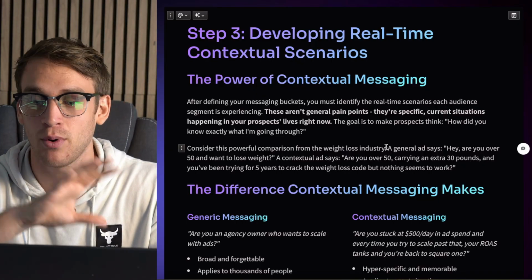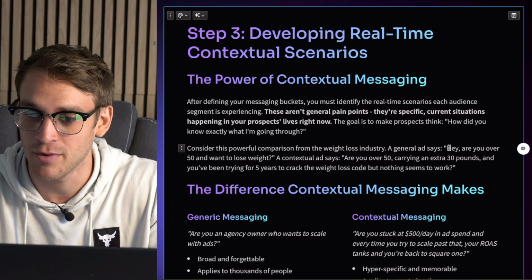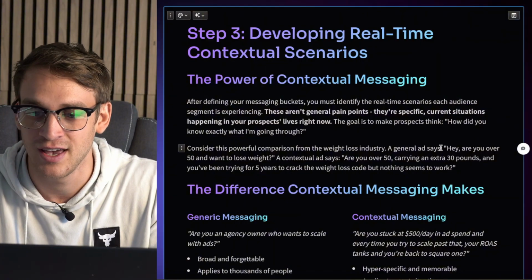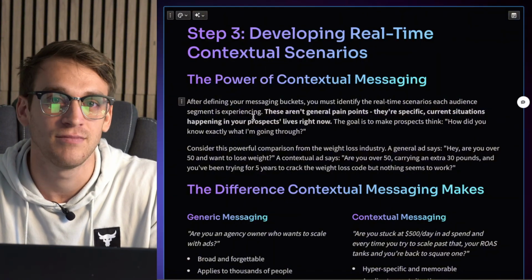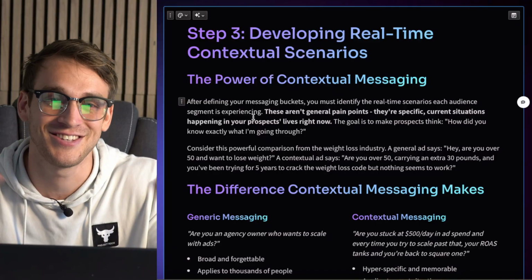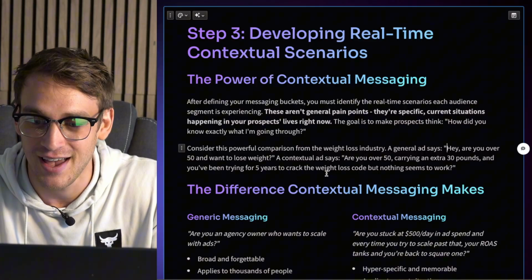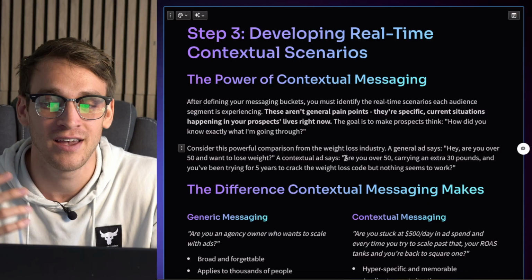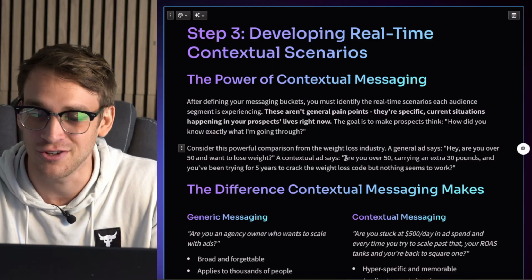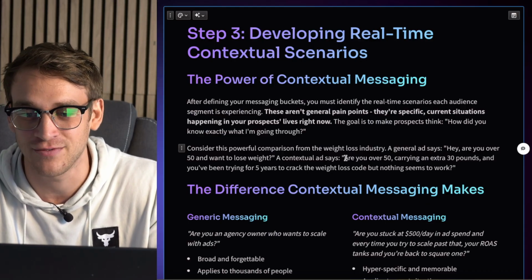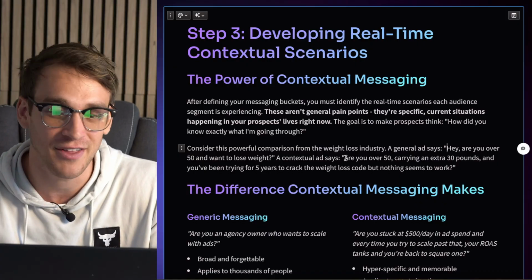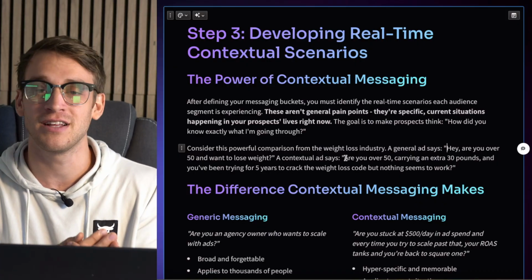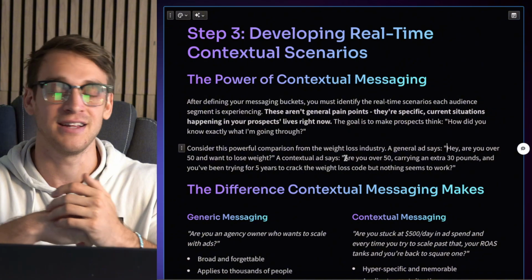Here's another example in the weight loss industry. Say you come across an ad that's super general and says, hey, are you over 50 and want to lose weight? I mean, come on, it's just way too broad. A contextual ad would say something like, are you over 50, carrying an extra 30 pounds, and have been trying for the past 5 years to crack the weight loss code, but nothing seems to work? That's super contextual. It's a lot deeper, and it's not just surface level.